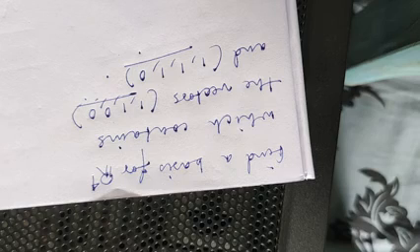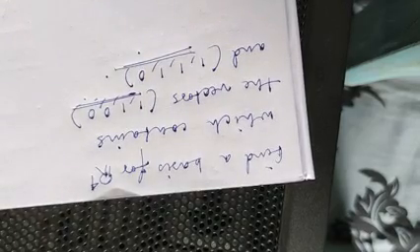So at first consider the standard basis for R to the power 4, which is 1 0 0 0, 0 1 0 0, 0 0 1 0 and 0 0 0 1. Then replace the elements one by one by alpha 1 and alpha 2. Then you will get the required result.